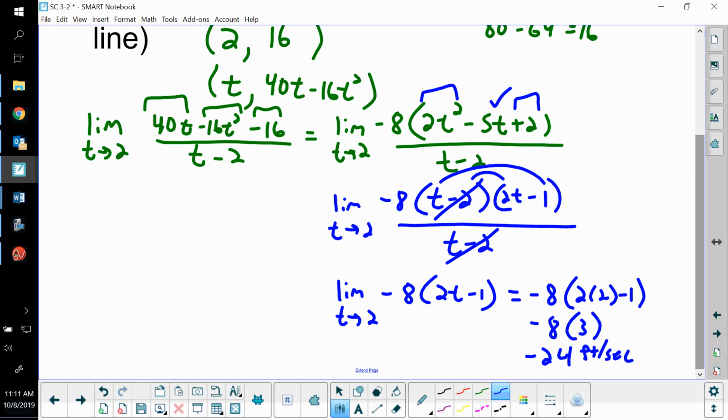Now, why did we get a negative velocity? Velocity is a vector, meaning it has magnitude and direction. Our velocity is 24. The minus means we are heading in the downward direction at that time. So at 2 seconds, the object must be on its way back down with a velocity of 24 feet per second.